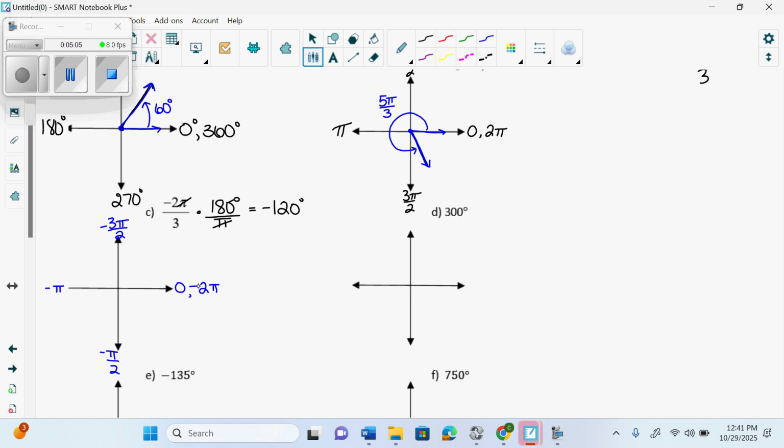And then negative 120 would be 60 back from 180, so it'd be about here. And then I go negative 120 degrees. Is that what I do? Do I go negative 120 degrees? What was the question? Negative 2 pi over 3. I have to use what I have. So what's the reference angle? Pi over 3.